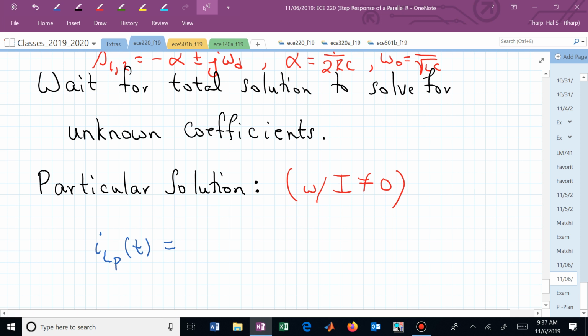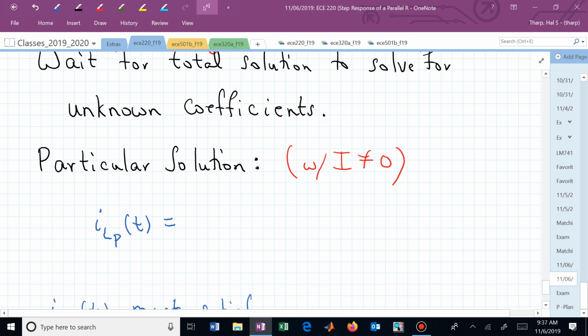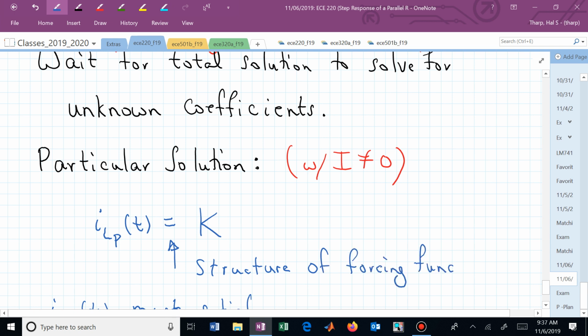What's the source? What's the structure of that source? In this case, it's a constant. So we would expect our particular solution to be that same structure. We would expect the particular solution to be a constant. So now we're just going to say, oh, let I sub L of P, I sub L particular, be K, a constant, since this is now the same structure of our forcing function. Where our forcing function is the constant value of our current source, and that's I.